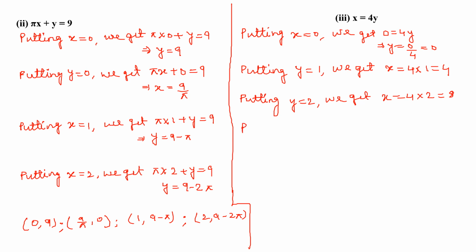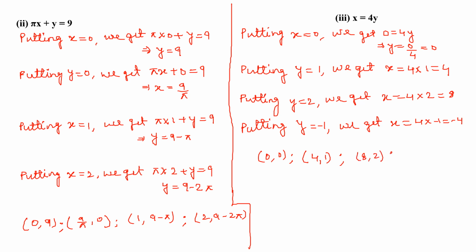And the last one, I am going to put y as minus 1. I can put negative value also. So we get x equal to 4 into minus 1, which will give me minus 4. So my four solutions are, first is 0 comma 0, second is 4 comma 1, third is 8 comma 2, and the fourth is minus 4 comma minus 1. So these are the four solutions. So this was for question number 2. Now I am moving to question number 3.